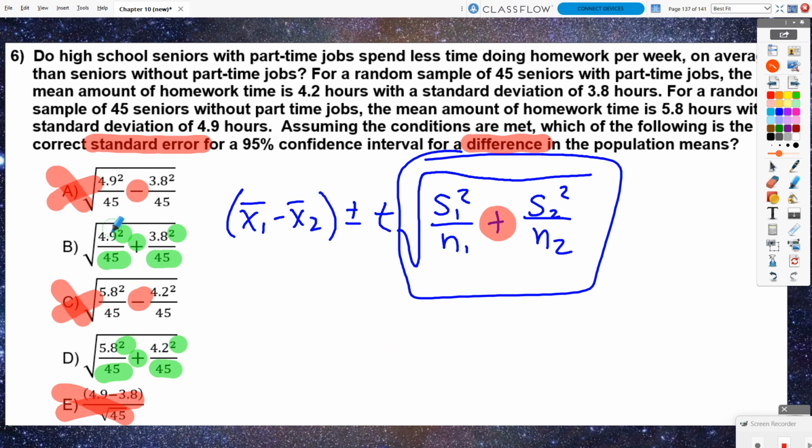But where are they getting 4.9, 3.8 versus 5.8 and 4.2? That's where they're talking about the sample means versus the sample standard deviations. We need the standard deviations. So with a standard deviation of 3.8 hours, with a standard deviation of 4.9 hours, we need these values to be 3.8 and 4.9, and B is the one that correctly does that. So they were actually using the sample means, x1 bar and x2 bar, in that formula, which would be incorrect.